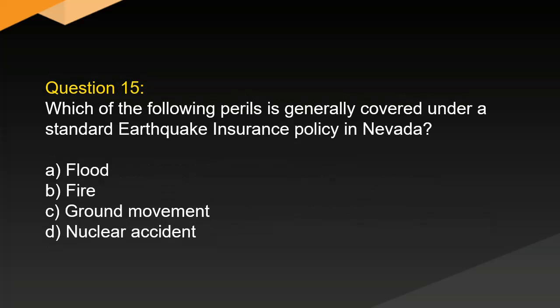Question 15. Which of the following perils is generally covered under a standard earthquake insurance policy in Nevada? A. Flood. B. Fire. C. Ground movement. D. Nuclear accident.